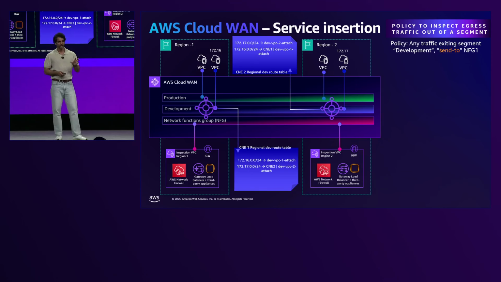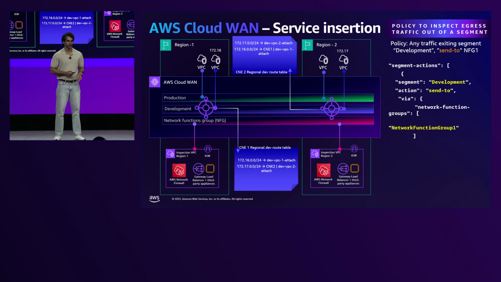Now just a correction, in this I'm actually writing a policy to inspect internet egress traffic, not the VPC to VPC inspection, not cross-segment inspection. This is more for the internet egress traffic flow, which I talked about. So traffic originating inside your VPC, and it wants to download some Python packages or some patches, etc., from some host on the internet. So here I'm writing a policy saying any traffic exiting segment development, send to network function group 1. And this is how my policy looks.